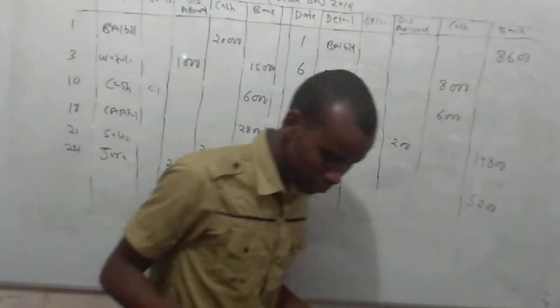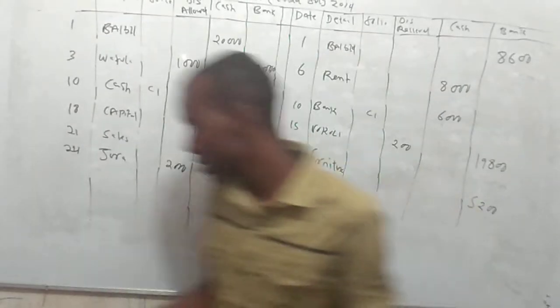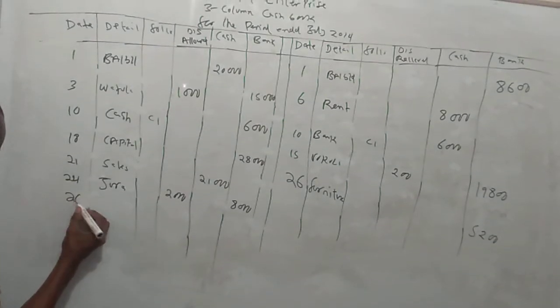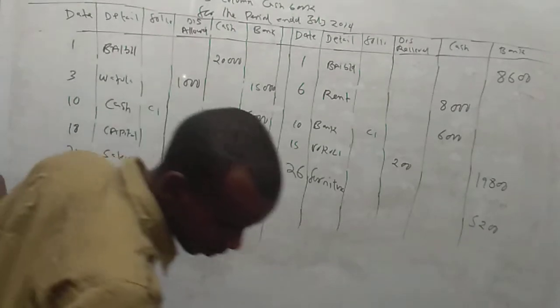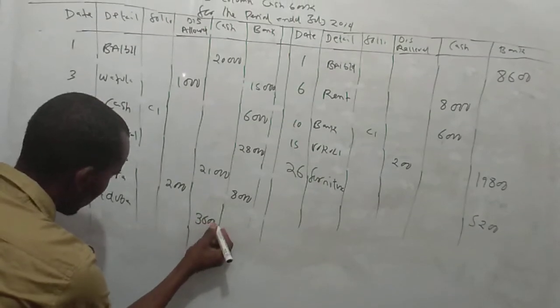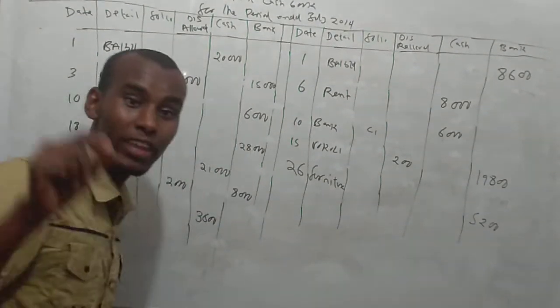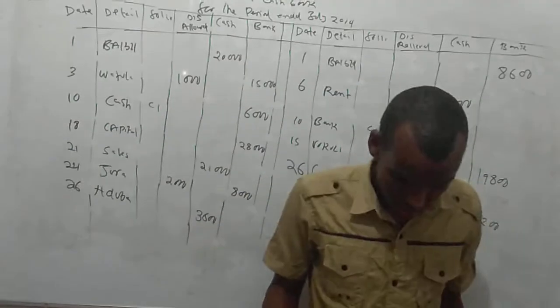After 26, we have 28. Receive 3,600 cash from Luba. We are receiving money, that's a receipt. Receive from Luba 3,600 cash. Lastly, we are told bank all the cash except 1,600. It means all the cash was banked except 1,600.